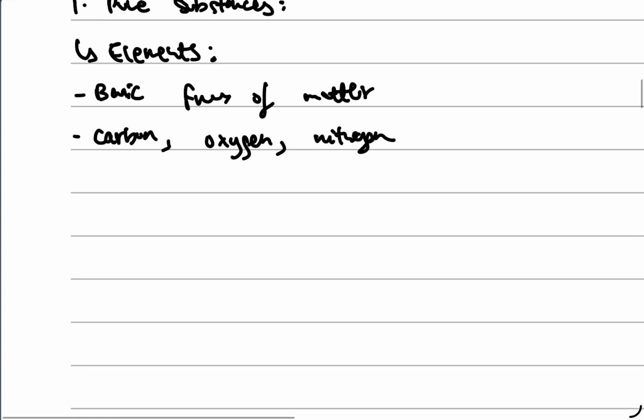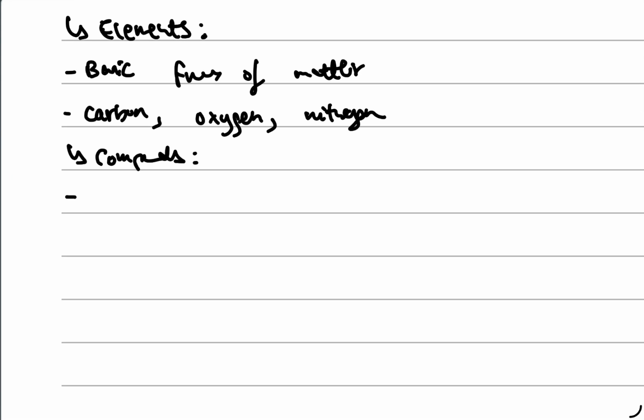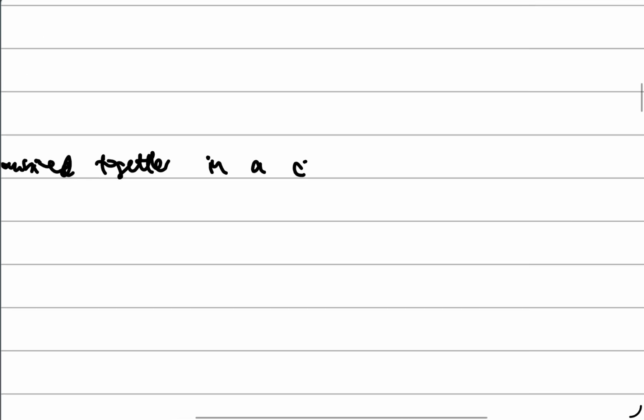Anyways, your other one would be your compounds, your other pure substance. And under that, if we were to explain what that is, it would be two or more elements combined together. Now this is really important to mention in a chemical reaction.